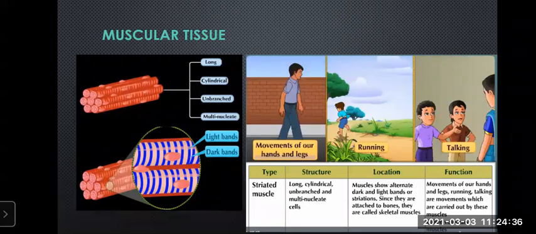What is its function? It helps in movement, like writing, running, talking, or any kind of movement. We all know that movement of our body is under our will. It is under our control. Hence, these muscles are also known as voluntary muscles.